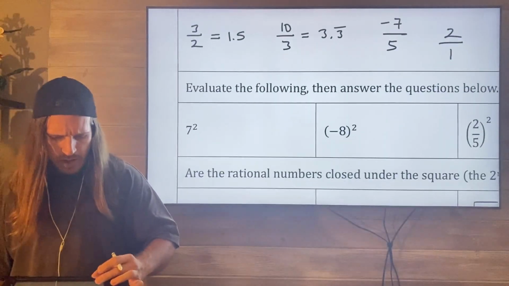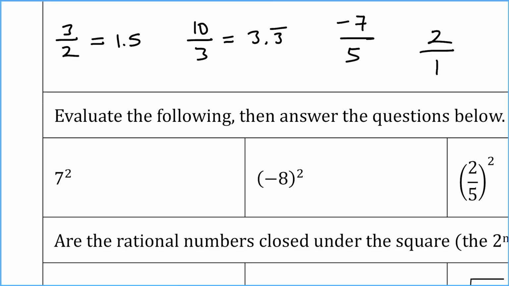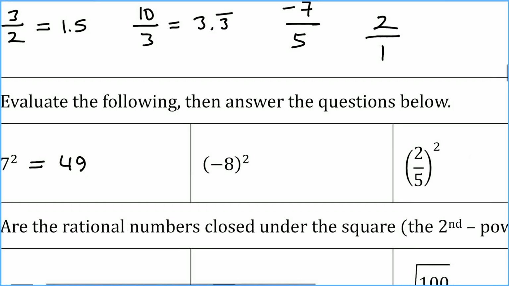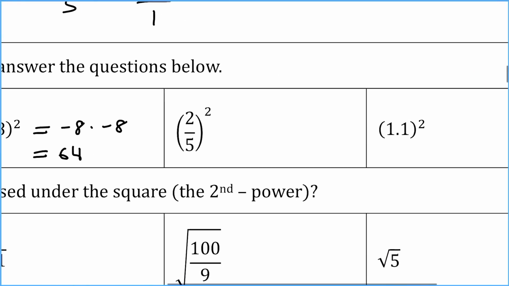All right, well, let's see here. Evaluate the following, and then we'll answer below. So 7 squared, well, that means 7 times 7. That's 49. So have we broken free of the rational bubble? Well, no. 49 is still a rational number. How about negative 8 squared? Now, this means negative 8 times negative 8, and a negative times a negative is a positive, right? So that's 64 right there. Have we broken out of the rational bubble? No, we have not. 64 is rational.